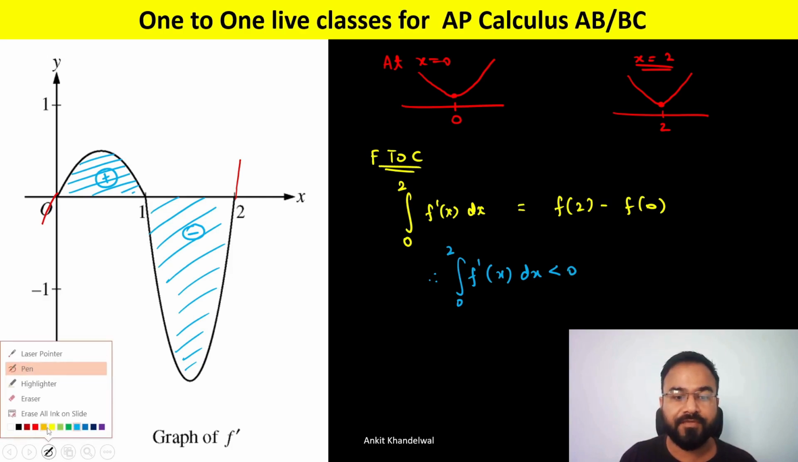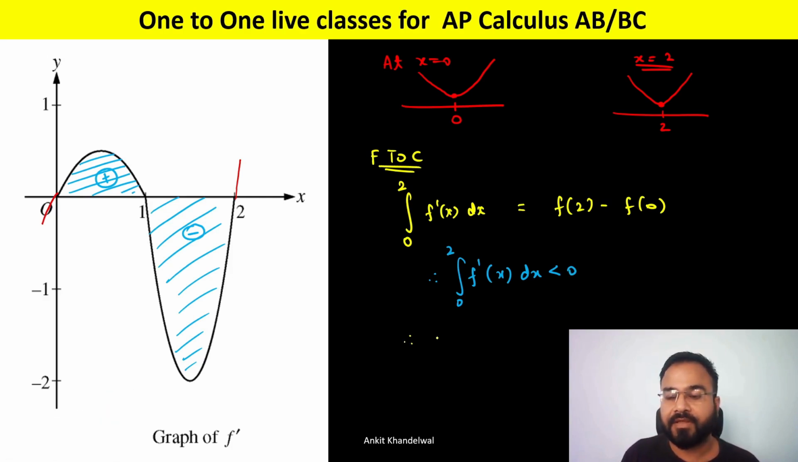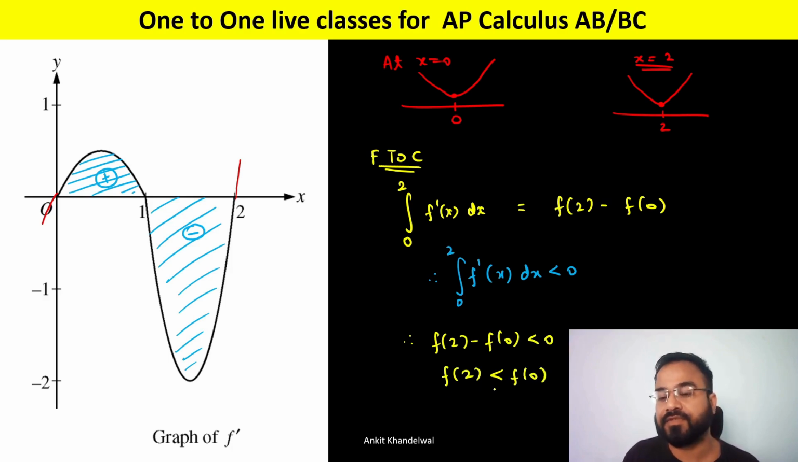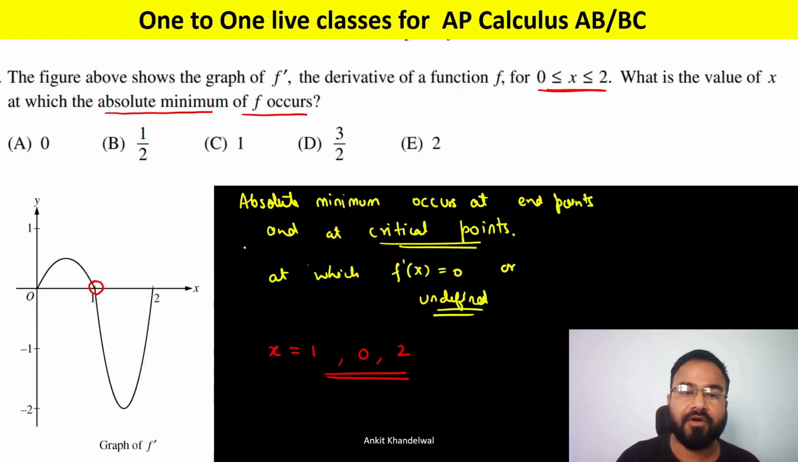So from here we can conclude one thing. Therefore f of 2 minus f of 0 is negative. So we can see that f of 2 is less than f of 0. So 0 and 2 both are qualifying for the minimum, but out of these two f of 2 is less than f of 0. Therefore x equal to 2 will be the absolute minimum, the lowest value. So out of these options, option E will be the correct one.